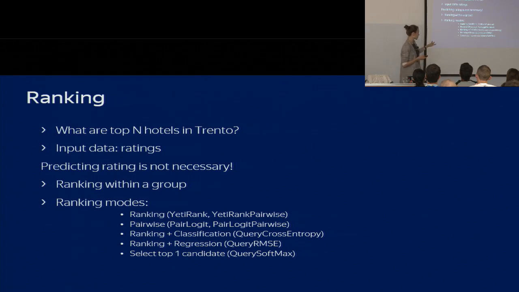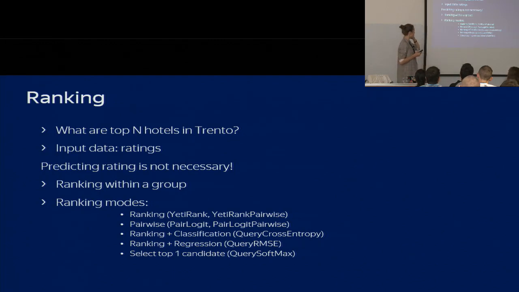We also have a few other modes that are more specific. There is one that is a mix between classification and regression and ranking. Another is a mix between ranking and regression. And one specific mode, if you want to predict ranking, but what you care about is you want to select the top one object that is the best. So you only care about the first top object. And for that we have query softmax.